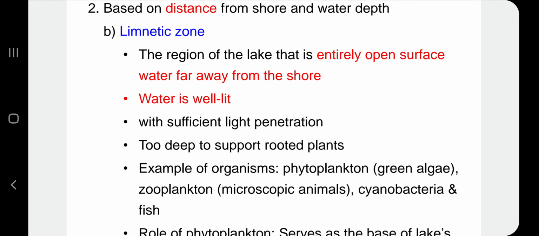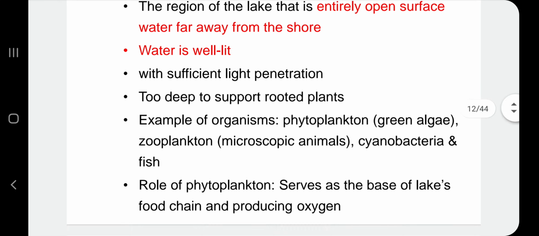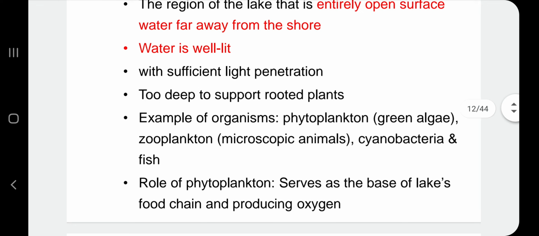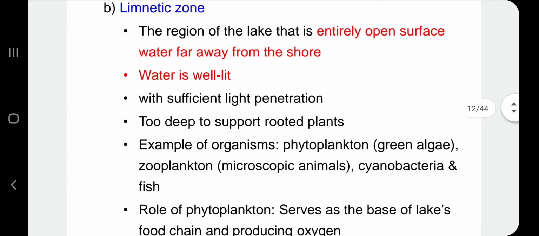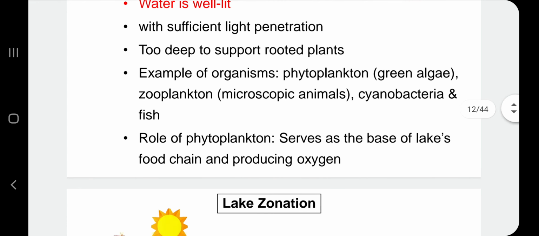Okay, and then examples of organisms: we have phytoplankton, which is green algae, zooplankton, which is microscopic animals, means that you need to observe using a microscope, then you can see the animals. And then we have cyanobacteria and fish. And then phytoplankton functions as the base of the lake's food chain and produces oxygen. Okay, so phytoplankton dekat kawasan limnetic ni sebagai producer jugalah. Okay, kalau dekat kawasan littoral tadi, disebabkan kita ada banyak rooted aquatic plants, so dia boleh bertindak sebagai producer. But for limnetic zone, disebabkan dia too deep to support rooted aquatic plants, that's why phytoplankton will take the role as a producer in limnetic zone.